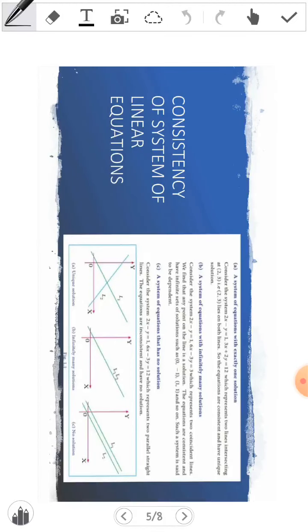Now the consistency of linear equations geometrically we are going to see. If two lines intersect at one point, then exactly one solution exists. Now if a line coincides with the other line, then there exist infinitely many solutions. Now if a line is parallel to the other line, that is, having no intersecting point, then there exists no solution. That is inconsistent.